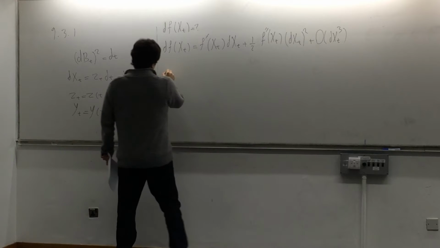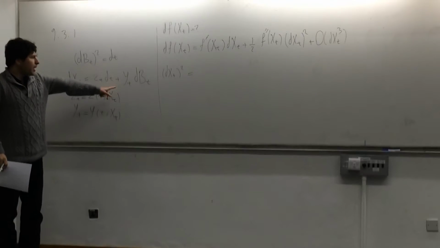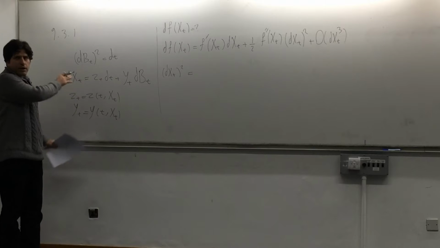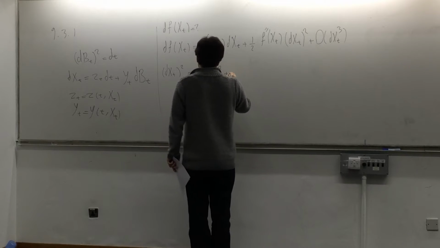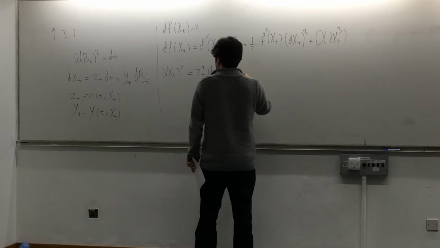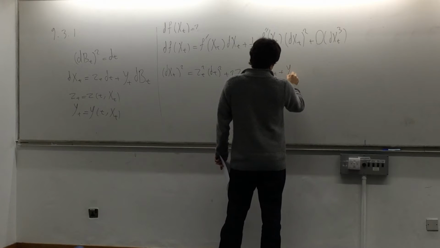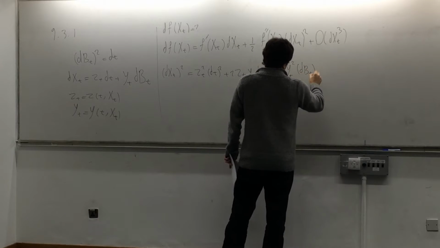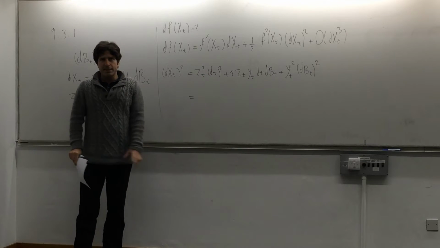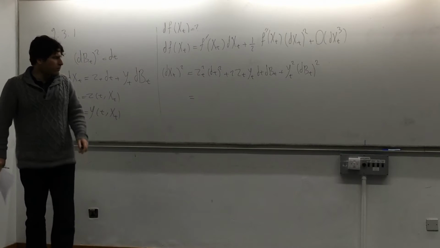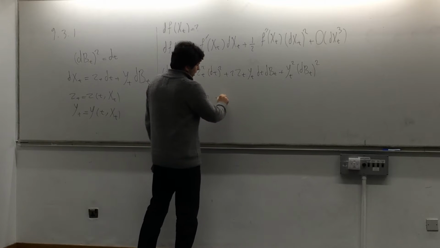Okay? So let's just calculate dX_t to the power of 2. So we have dX_t equal to Z_t dt plus Y_t dB_t. So make the square of this expression. We obtain Z_t squared dt squared plus 2 Z_t Y_t dt dB_t plus Y_t squared (dB_t)^2. Okay? Now the first term is ignorable because we have dt squared times something, and by deterministic calculus we know that we can ignore dt squared. So this one is 0 plus.